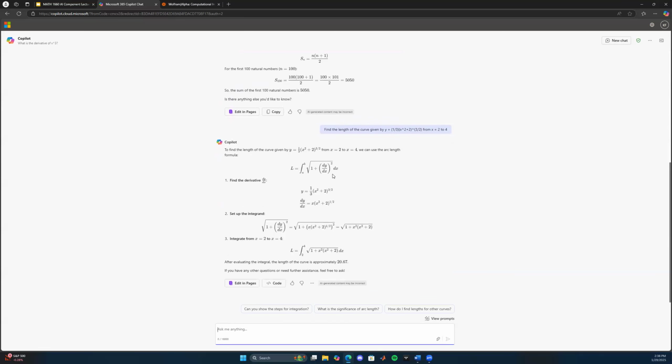All right, so this should look familiar. This is the formula for arc length. See if it does a good job. This looks pretty okay. Okay, we're good here. And now notice here it says integrate from x equals 2 to x equals 4 of whatever this is. And it kind of stops there. It just says this is approximately what the answer is.